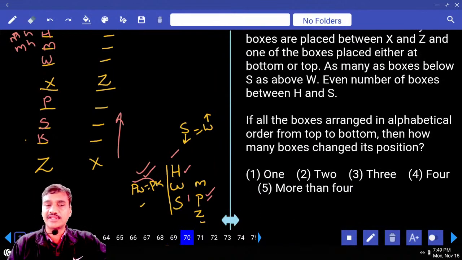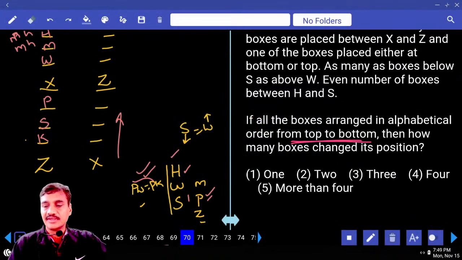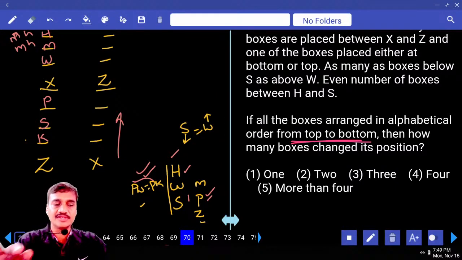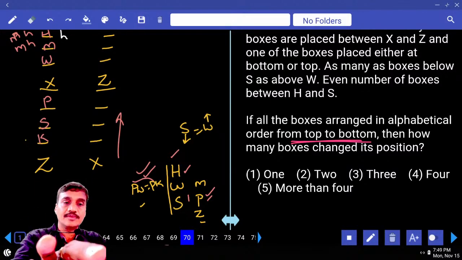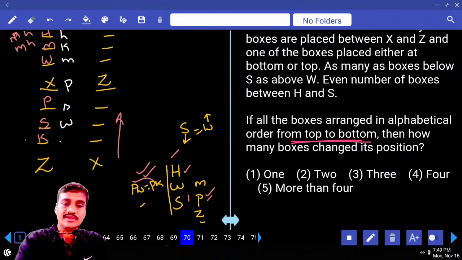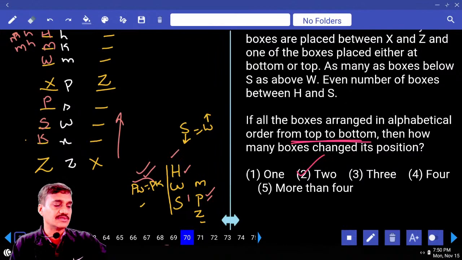And if all the boxes are arranged in alphabetical order from top to bottom, now all these are arranged from top to bottom, hence how many boxes remain at the same place? Now H is the least box here. After H, what should come? And now H, K, next one M, and after this M, P, next one is S, W, X and Z. Then how many boxes remain at the same position? 2 boxes, H and Z. 2, that is given in choice 2, question number 70.